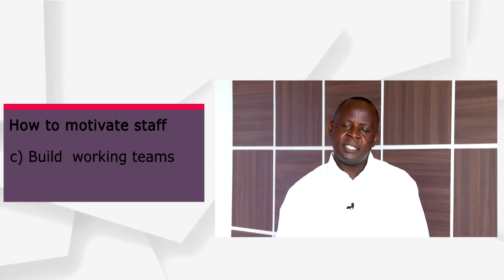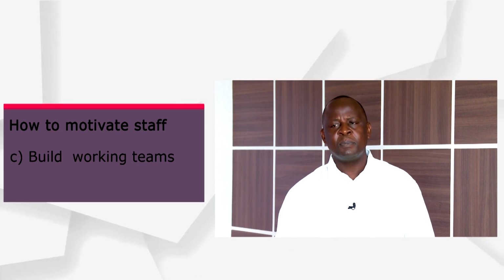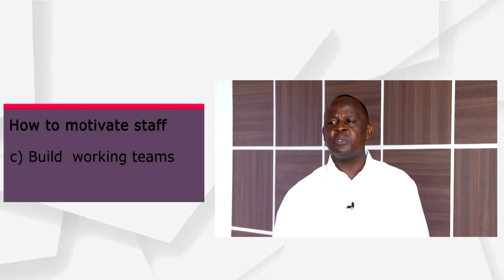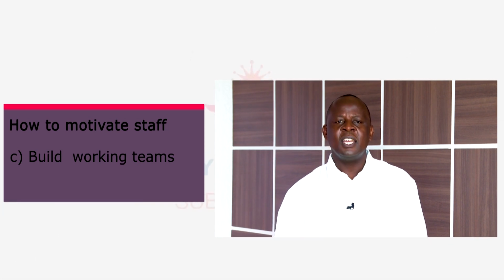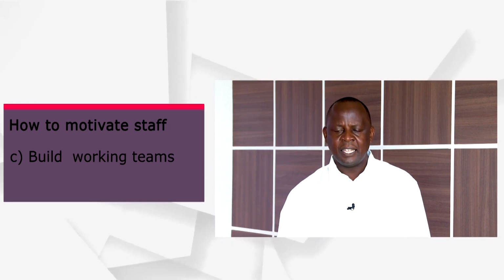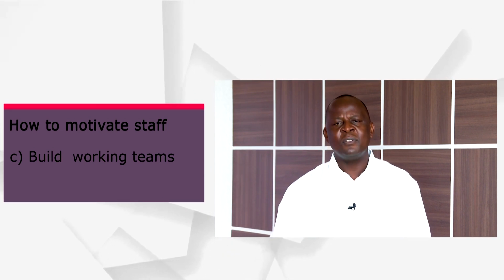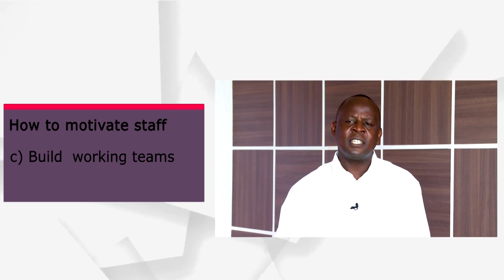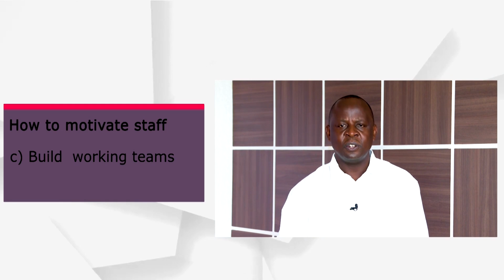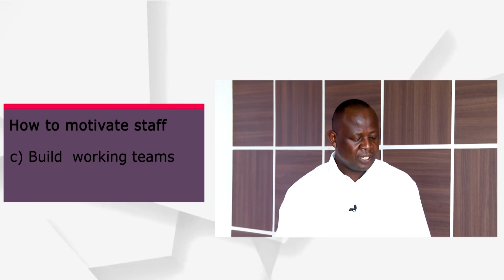Then build working teams. In an organization, different people have different capabilities. There are fast learners, there are those who have the energy to perform. You group them with those who are weak so that they tag along. The organization would move to some level, some appreciable average, using the synergies of the weak and the strong to push forward the agenda of that organization.